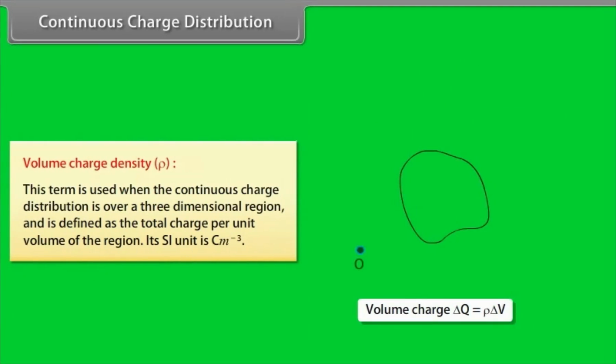Volume charge density, rho. This term is used when the continuous charge distribution is over a three-dimensional region and is defined as the total charge per unit volume of the region. Its SI unit is coulomb per meter cube.